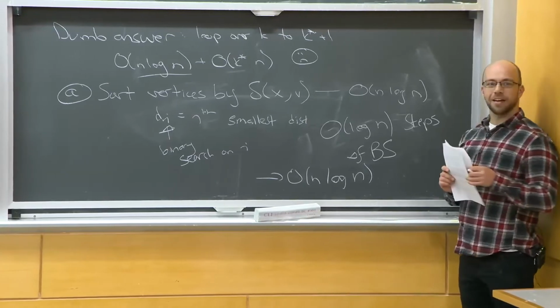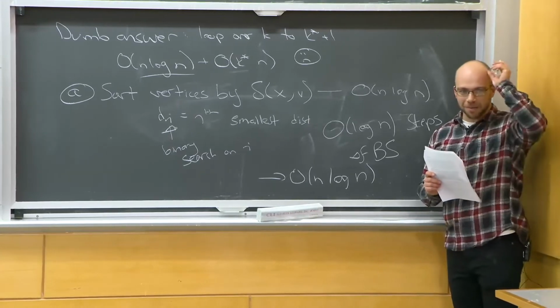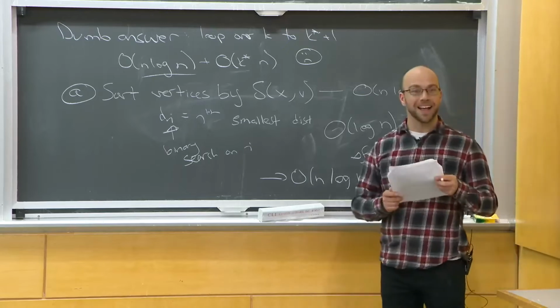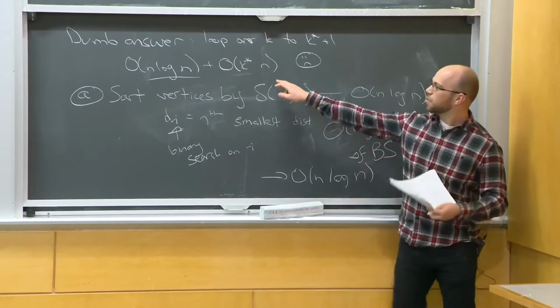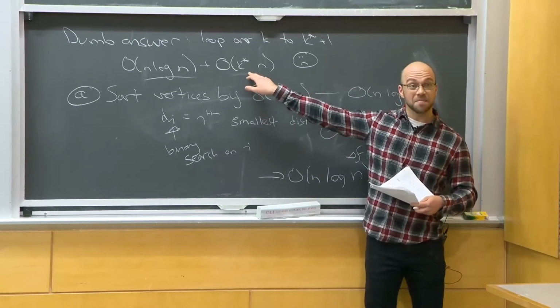As usual, there's a lot of detritus that we need to clean up at the end of our problem here. One of them is that we actually want to return a path. But that's not so bad, right? So now we've essentially determined that we can compute k star in n log n time.